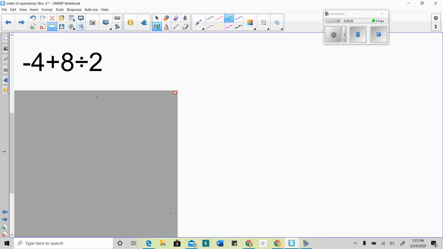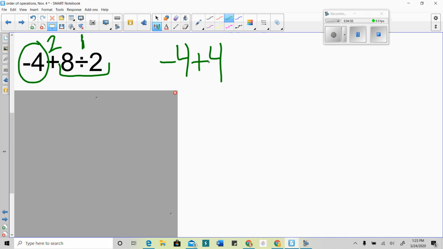Okay, so looking at this next problem, do we have parentheses? No. Do we have exponents? No. Do we have multiplication or division? Yes. So this is going to be our first step, is our division. And then our second step is going to be our addition. So step 1, that 8 divided by 2, and that would be 4. And then I'm going to write down what is remaining here. So I still have -4 and that plus right there.